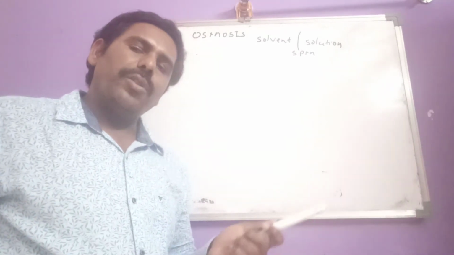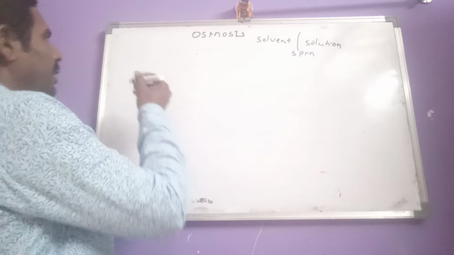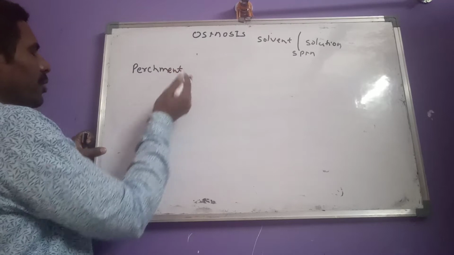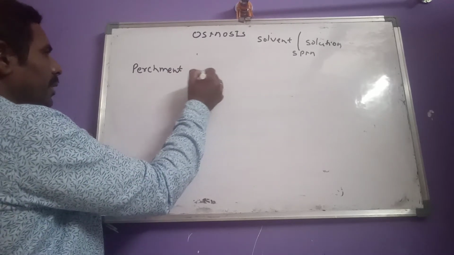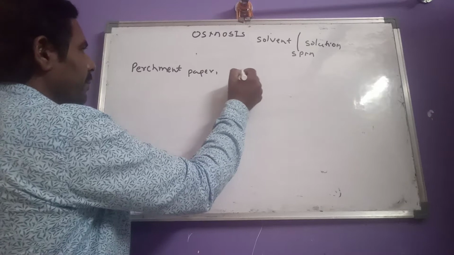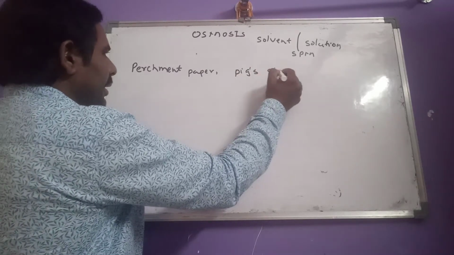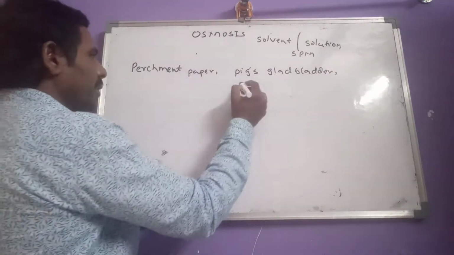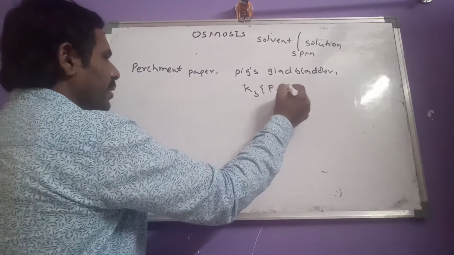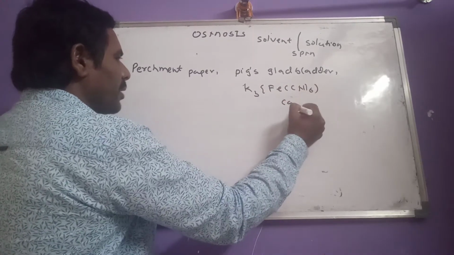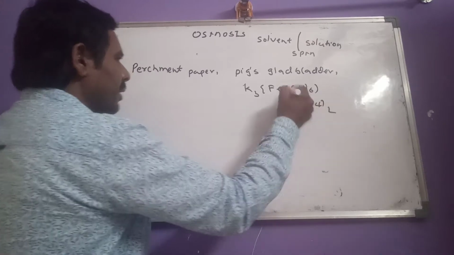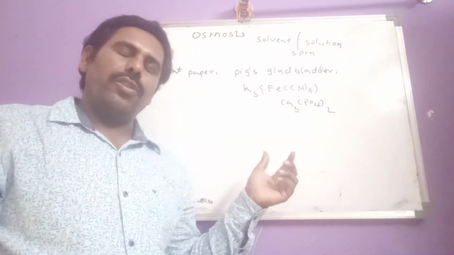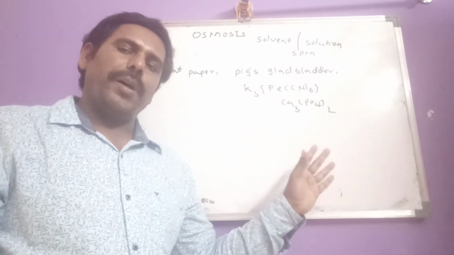And what are the examples of semi-permeable membrane? See here. First one is parchment paper. This belongs to vegetable origin. And the second example is pig's gallbladder. It belongs to animal origin. Potassium ferricyanide and calcium phosphate are synthetic semi-permeable membranes. This allows only solvent molecules through it but doesn't allow solute particles.